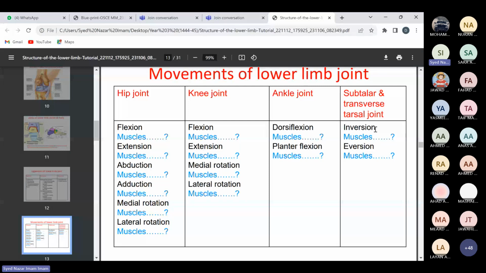What are the joints? Like say for inversion and eversion, we have the subtalar and transverse tarsal joints. What is inversion? What is eversion? Which muscle will produce the inversion? Which muscle will produce the eversion? This we have already touched, but its detail is beyond the scope. So you have to know the main muscle at least for each movement.